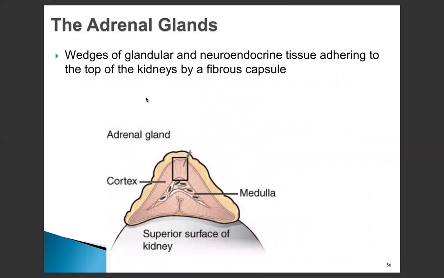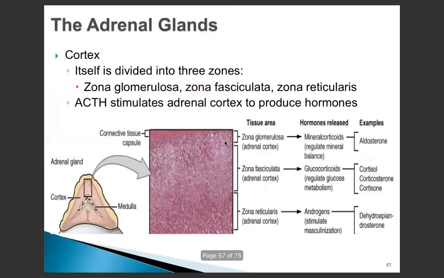And then we'll be talking about the adrenal glands. They are wedges of glandular and neuroendocrine tissue adhering to the top of the kidneys by fibrous capsules. The cortex itself is divided into 3 zones: the zona glomerulosa, the zona fasciculata, and the zona reticularis. ACTH stimulates the adrenal cortex to produce hormones.